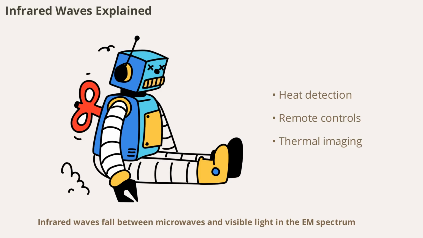Infrared waves fall between microwaves and visible light in the EM spectrum. They are primarily associated with heat, as all warm objects emit infrared radiation. Infrared technology is used in remote controls, thermal imaging cameras, and night vision devices. In medicine, infrared waves help in physical therapy and diagnostics.